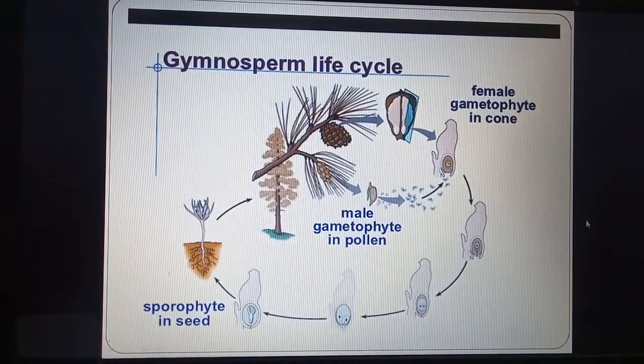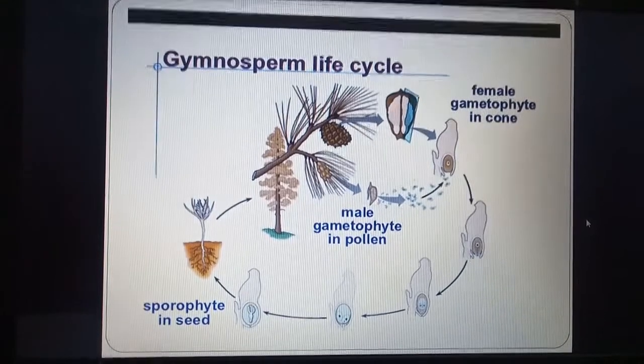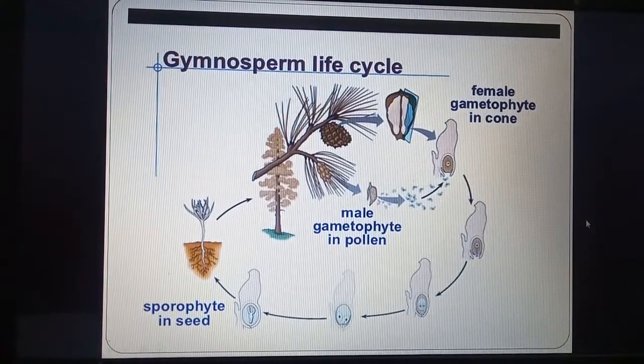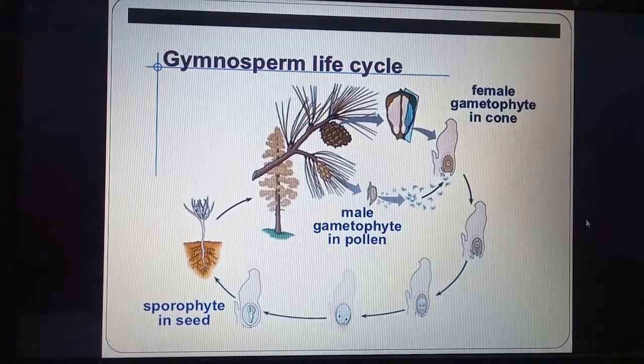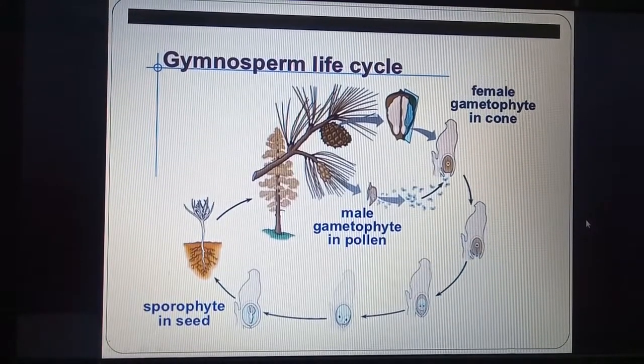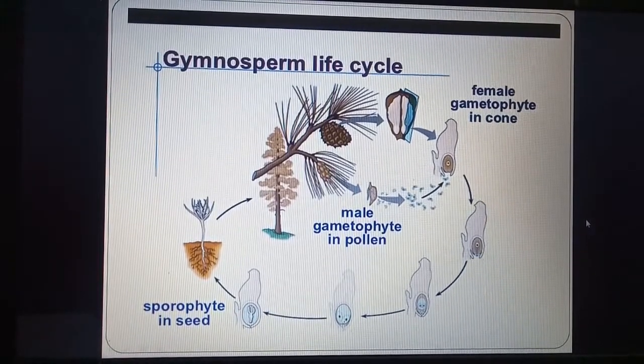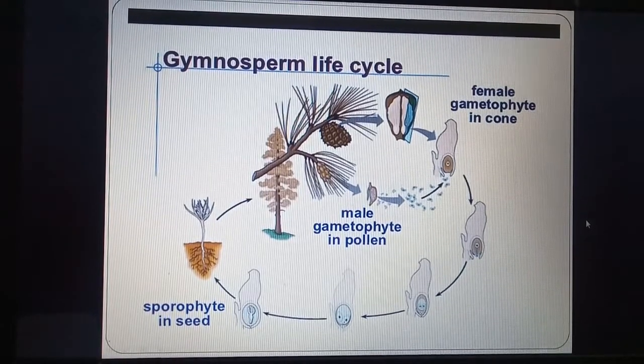Here we can see the gymnosperm life cycle. We can see that the main plant body is the sporophyte. Now sporophyte means the diploid stage, 2n, which has leaf, stem and roots, and the gametophyte means the haploid stage, or n, and it is the gamete stage. So we can see the male gametophyte in pollen, the male gamete, and the female gametophyte in the cone, the ovum.